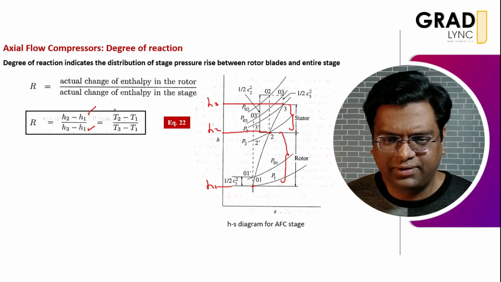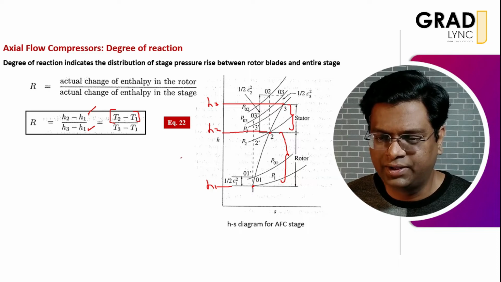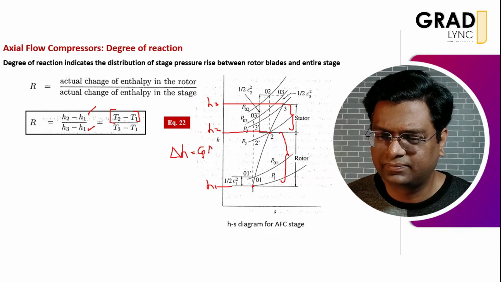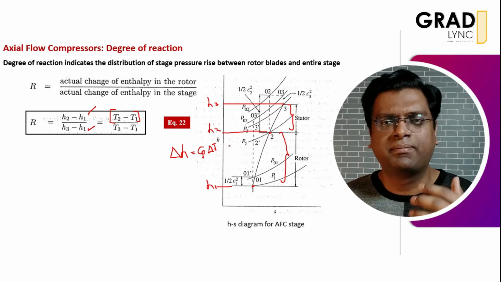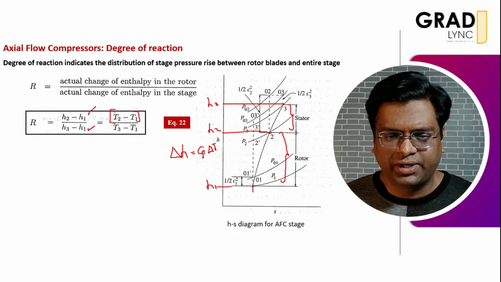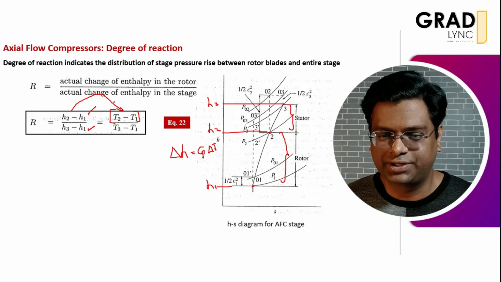Also, I can represent the degree of reaction in terms of temperature. In the previous class we discussed the relationship between enthalpy and temperature. So del H is equal to Cp del T. So they are directly related. Whenever temperature increases, enthalpy rise will take place, or vice versa. So I can replace the enthalpy with the temperature values for better understanding of degree of reaction. Let's call this equation number 22.